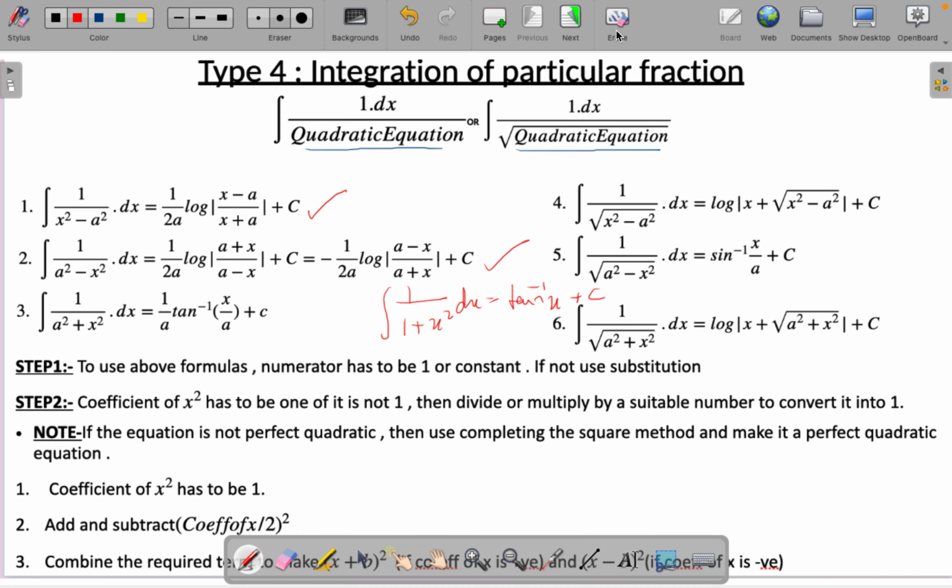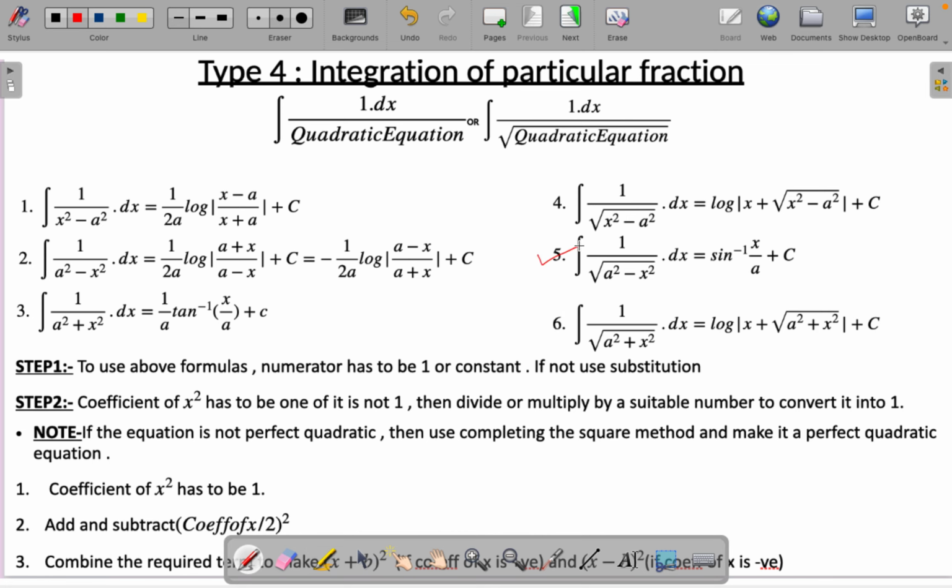All right. Now for the fourth formula: integration of 1 upon under root of x square minus a square dx is equal to log of mod x plus under root of the denominator, that is, whatever is the denominator, plus c.